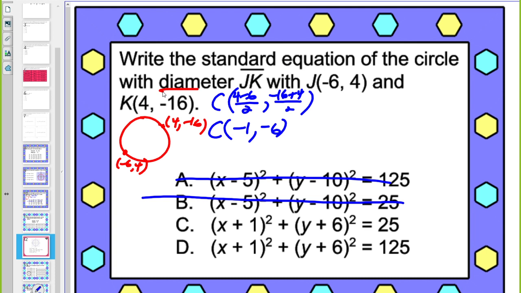Now the next thing is, it's not that it's hard, but you gotta have a good understanding, because I'm about to find the diameter. But I don't need the diameter, what do I need? Yeah, I need the radius. Keep that in mind. To find the diameter, I'm gonna use the distance formula, which is to subtract the x's. So -6 minus 4.